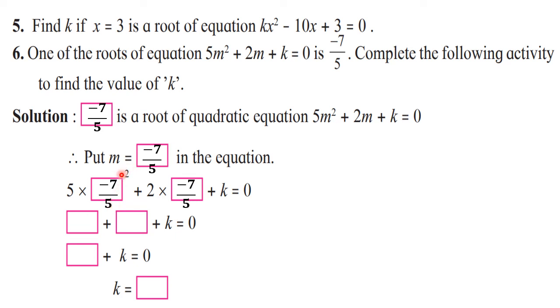Square is already given there. Okay. And here also 2m. So in place of m, minus 7 upon 5 is written. Now let us solve it further. Now what you can find here is all the steps are not given. Certain steps are cancelled. So here this square is not written in the next step. Direct answer is written. So let us do that.